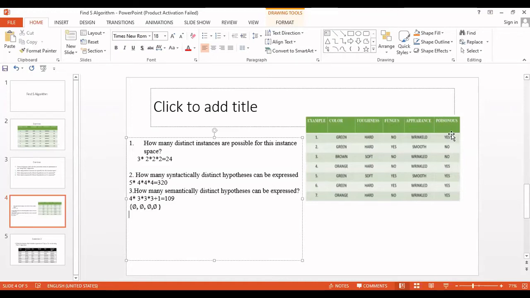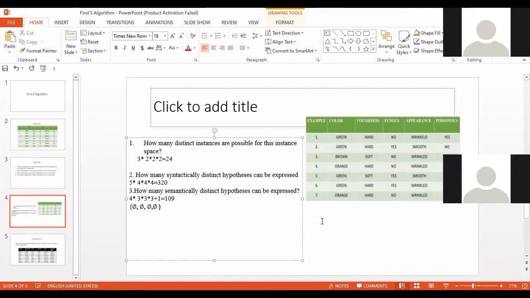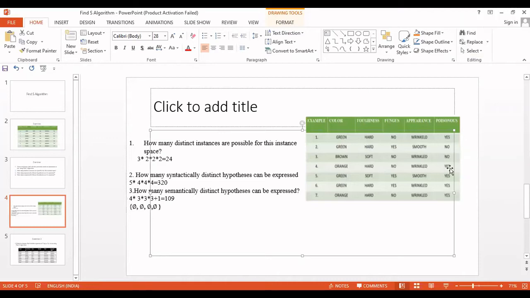Here we have yes. In the Find-S algorithm, we are going to consider only the positive instances. So we are going to consider the first example. Second and third, we will not consider. Fourth and fifth, we will consider. Sixth and seventh also, we will consider. So out of 7 examples, we are going to consider only 5 examples. Wherever you have yes, only those we are going to consider.